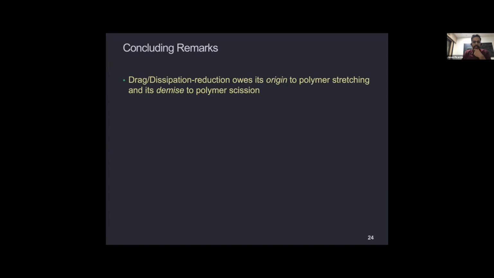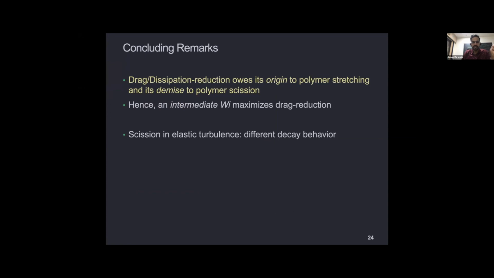Okay, so to conclude, drag reduction, dissipation reduction, it owes its origin to polymer stretching that we understand well, but it also meets its demise due to polymer scission. And this same phenomena I've described here of scission would be relevant even in elastic turbulence, although we expect different behaviors because the elastic turbulence itself will decay as the polymers break up, unlike the case I described here, where actually you get a stronger turbulence back.